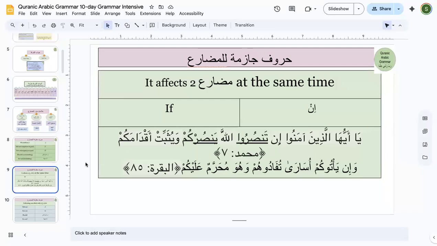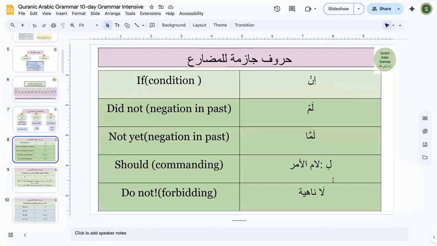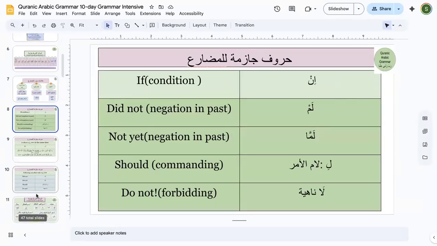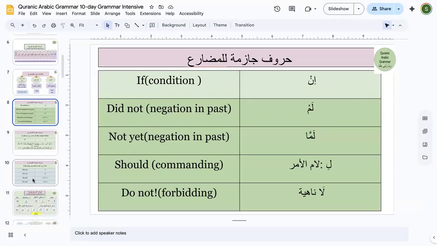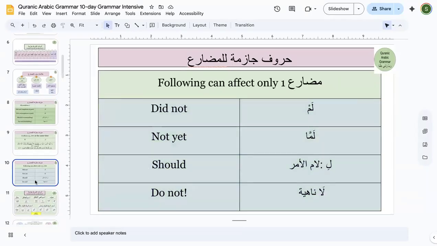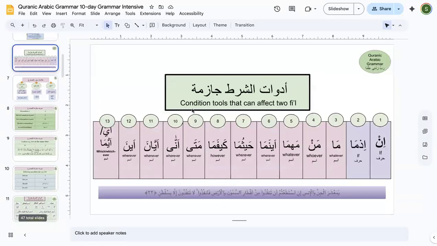Everyone got it? And all the rest, lam, lamma, li, la, all the ones in your table, can only have an effect on one fi'l mudare and make it majzoom. Okay, so I hope everyone is clear with this information. When you see your in, isma, ma, man, mahma, aina, ma, haisuma, kaifuma, kaifa, ma, mata, anna, ayana, aina, ayuma.